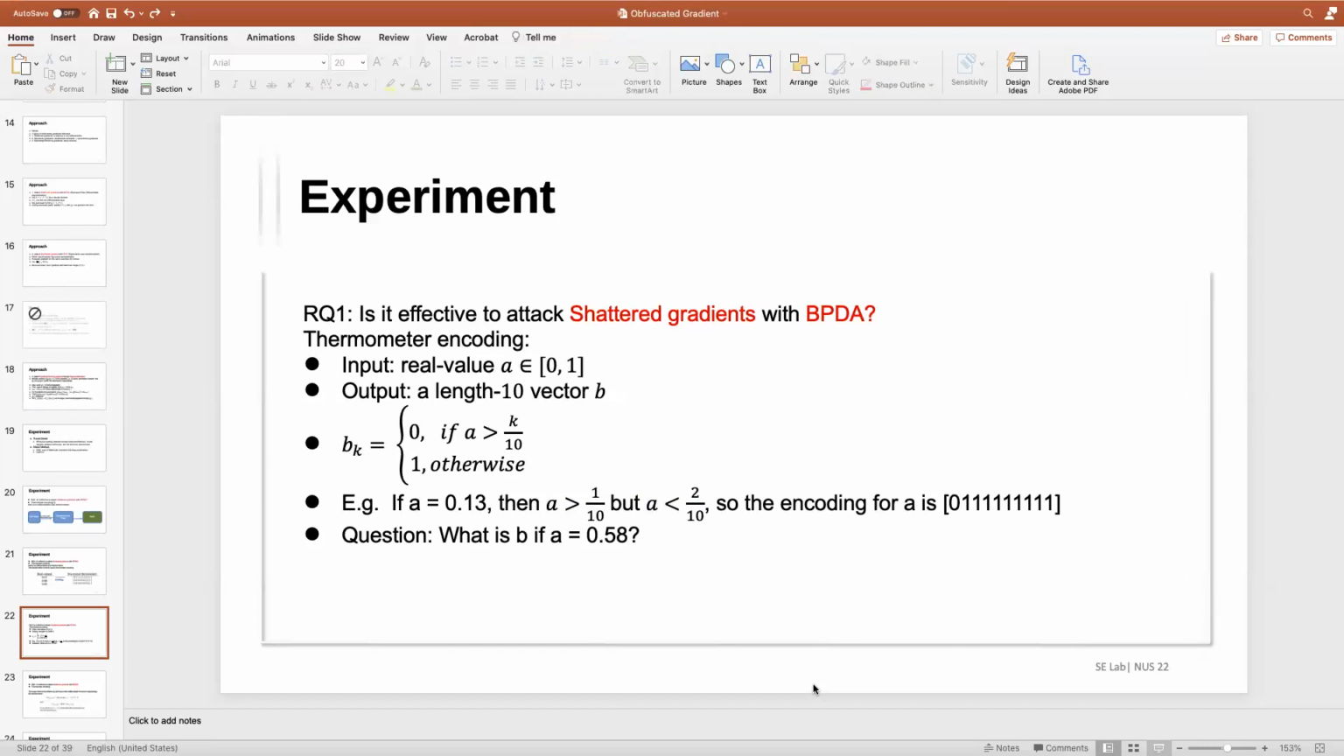So it's more like a discretization, right? Yeah. So it's changing a continuous value into a discrete value. Maybe I will digest it. Okay. So maybe you can ask someone to answer the question. What if A is equal to 0.58? Qingzhou? Yes. Good.